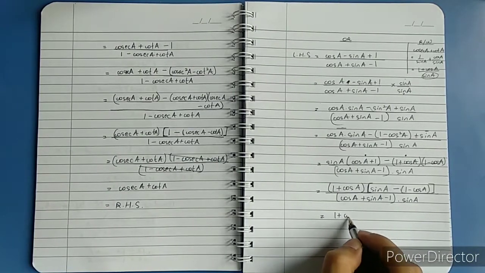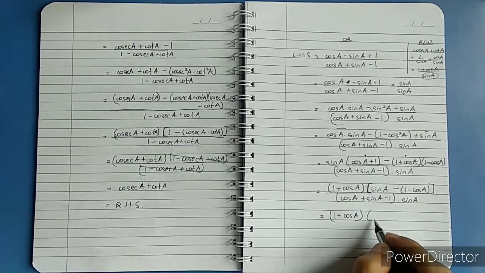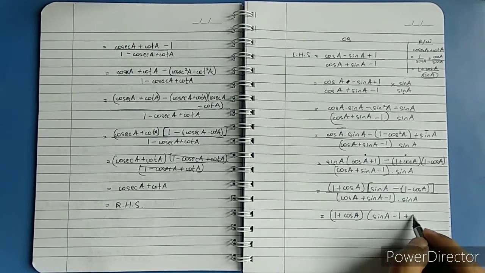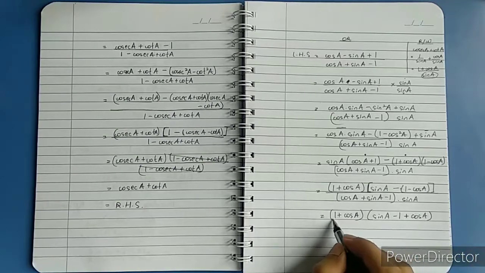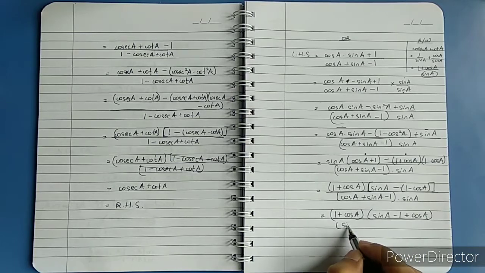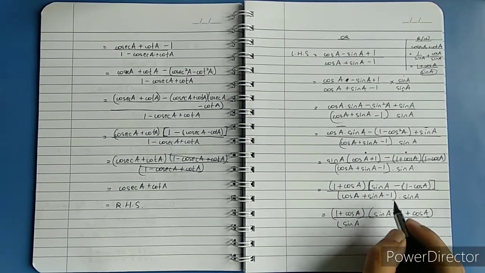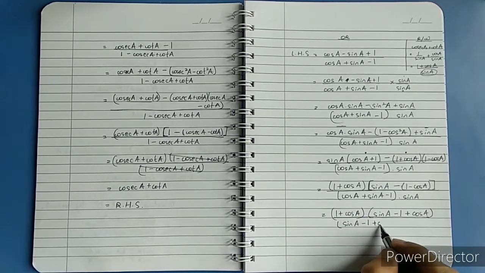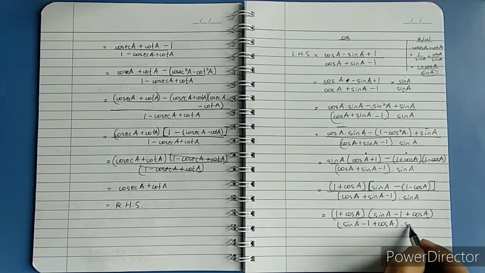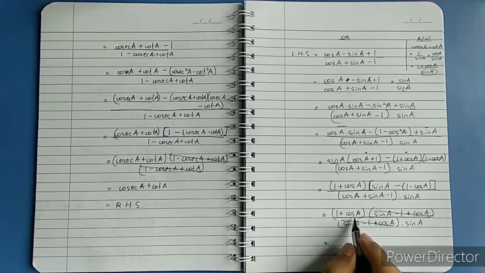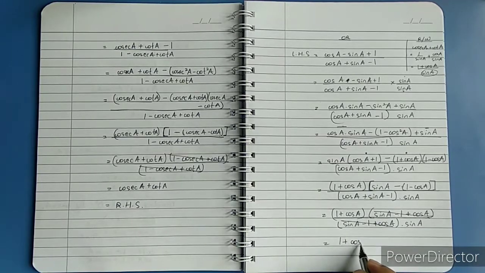So 1 plus cos A, sine A minus 1, minus into minus is plus cos A, and we'll rearrange the denominator according to the numerator. Sine A is positive, we can write it first. Then we have minus 1, and cos A we take to the end. Cos A is positive, so we take plus cos A into sine A. We'll cancel this off. We are getting 1 plus cos A by sine A.